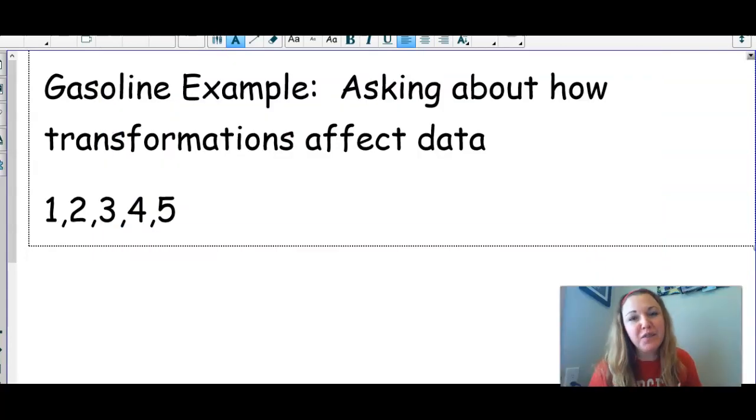Okay, guys, here are your hints for today if you're struggling at all. For this gasoline example, it's asking about how transformations affect data. So I'll give you a little example here. If we had 1, 2, 3, 4, and 5 for data, let's say they're test scores, and I wanted to curve it. If I wanted to add 10 to each data point, how would that affect our mean, our median, our standard deviation, and our IQR?